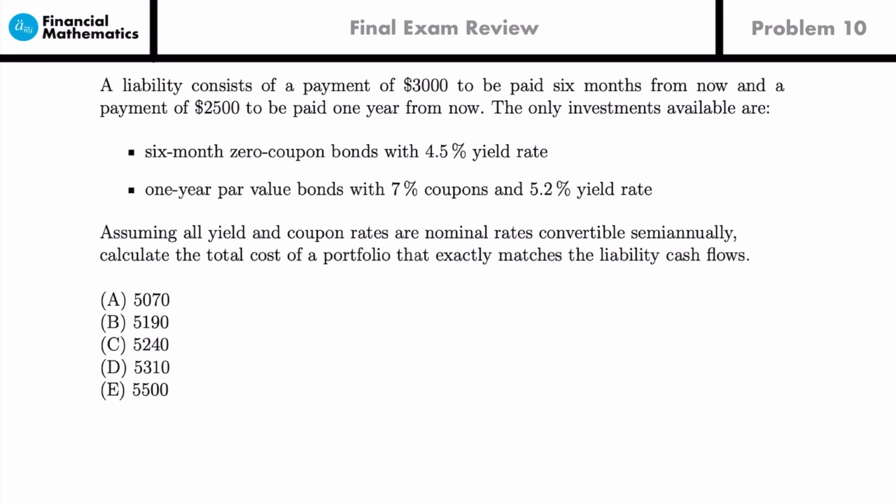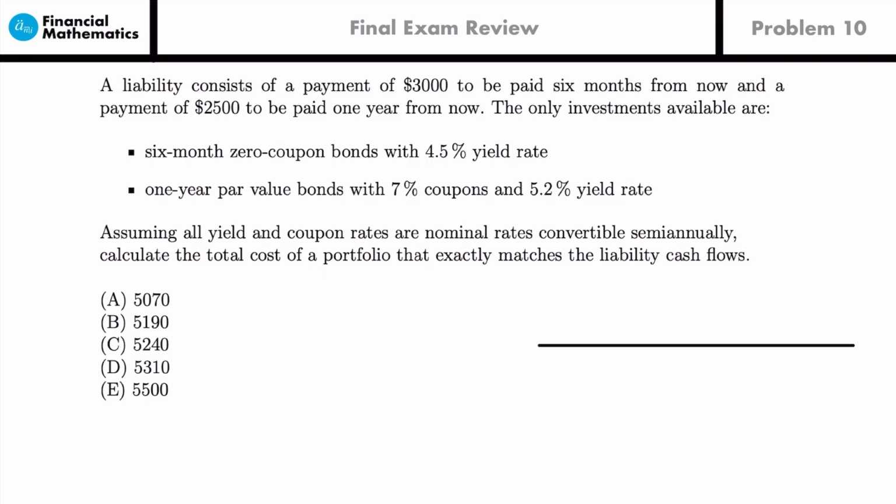Now, in these types of problems, drawing a timeline is pretty important, so let's get that out of the way here. Let's draw one. It doesn't need to be a huge timeline, because if you look at our assets and liabilities, they all take place within a 1-year span, right? We have a liability of $3,000 to be paid in 6 months, and another of $2,500 to be paid 1 year from now, and then both of the investments or assets take place within a year as well. We have 6-month zero-coupon bonds and 1-year par value bonds. So we can draw a pretty small timeline here.